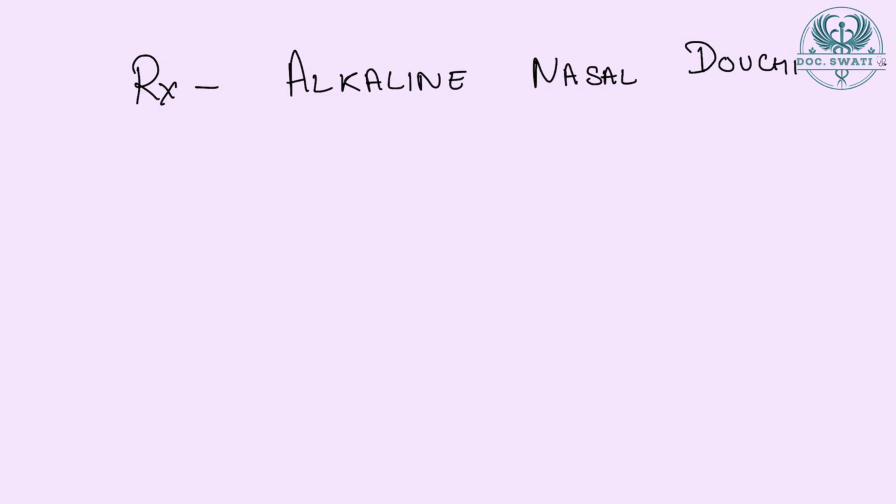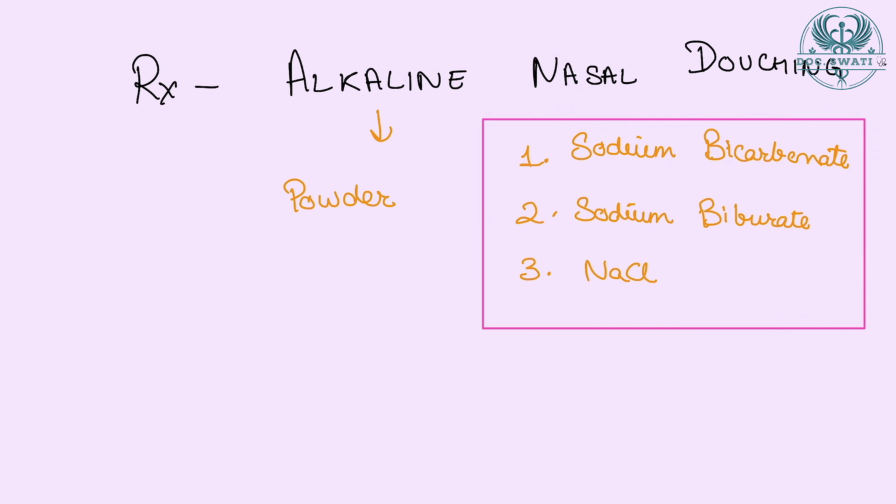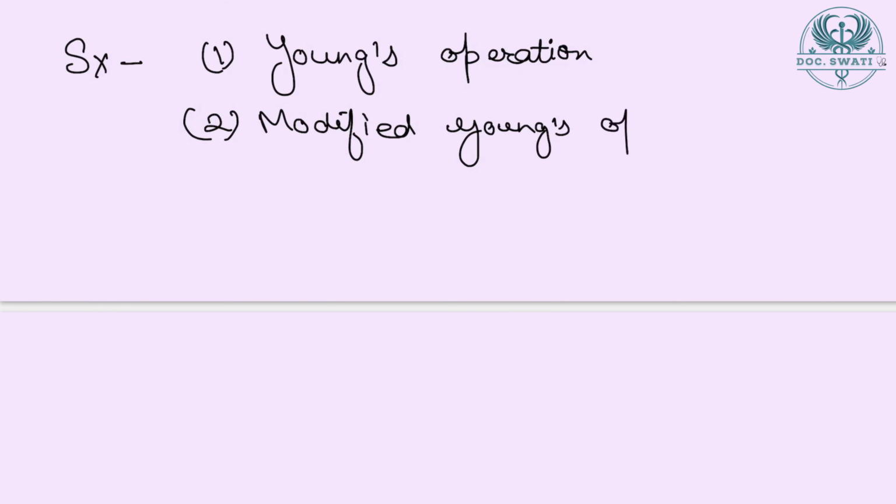Now moving ahead, let's talk about the treatment for atrophic rhinitis. It is done with the help of alkaline nasal douching, which includes first sodium bicarbonate, second sodium biborate, and third sodium chloride. Moving ahead, let's talk about the surgery. There are three types of surgery for atrophic rhinitis. First, Young's operation, second, modified Young's operation, and third, Lautenslager's operation.